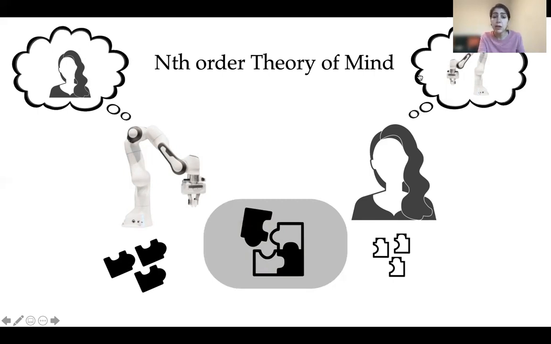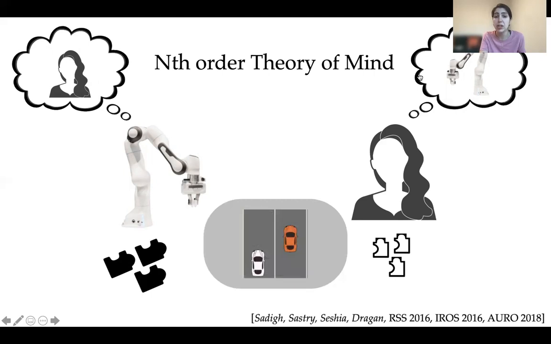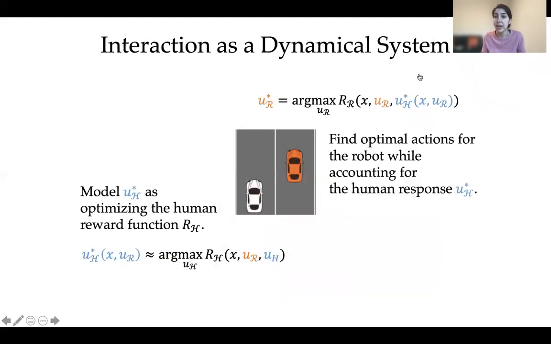This type of paradigm is something that we actually used in the setting of autonomous driving. This is a work from 2016, where we were looking at how an autonomous car interacts with a human-driven car. We used ideas from theory of mind and game theoretic modeling to achieve that interaction.